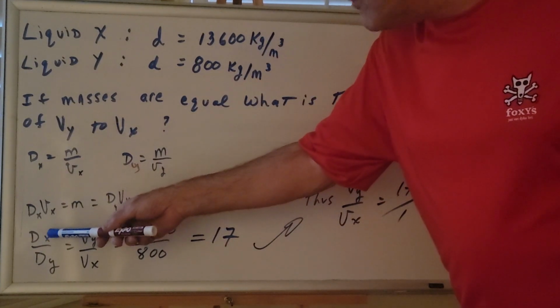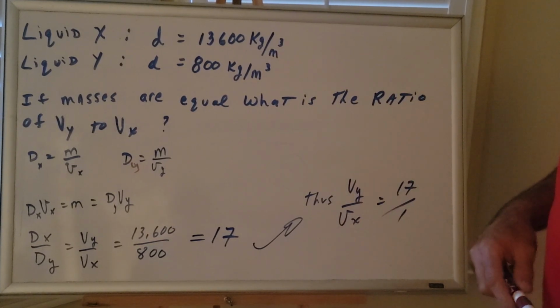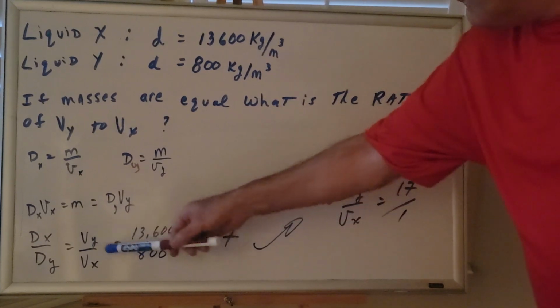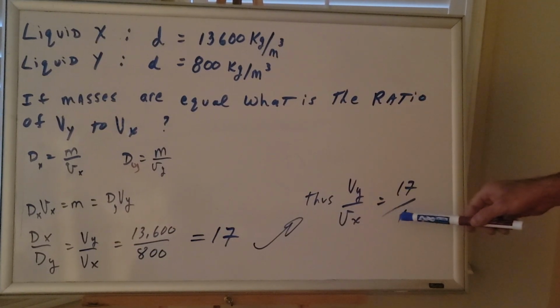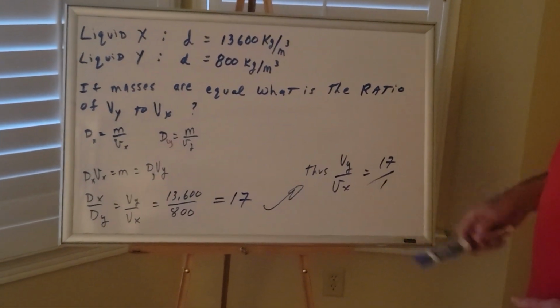Or, as I said, the ratio of the density of X to the density of Y. Here I want the ratio of the volumes, so it's 17. So if we rewrote it, Vy over Vx is 17 over 1. So the ratio is 17 Vy to 1 for Vx.